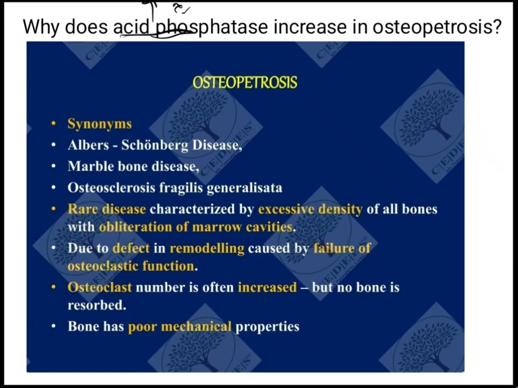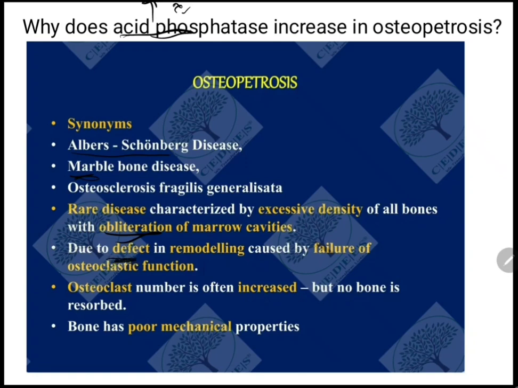Now, what is osteopetrosis? Osteopetrosis is also known as marble bone disease or Albers-Schoenberg disease, wherein there is excessive bone density with obliteration of the marrow cavity. Due to some genetic defect, the osteoclasts are not functioning properly and there is excessive formation of bone. Normally bone remodeling is a process where there should be a balance between bone resorption, which is done by osteoclasts, and bone deposition done by osteoblasts. Due to loss of this balance, these defects or bony lesions occur.